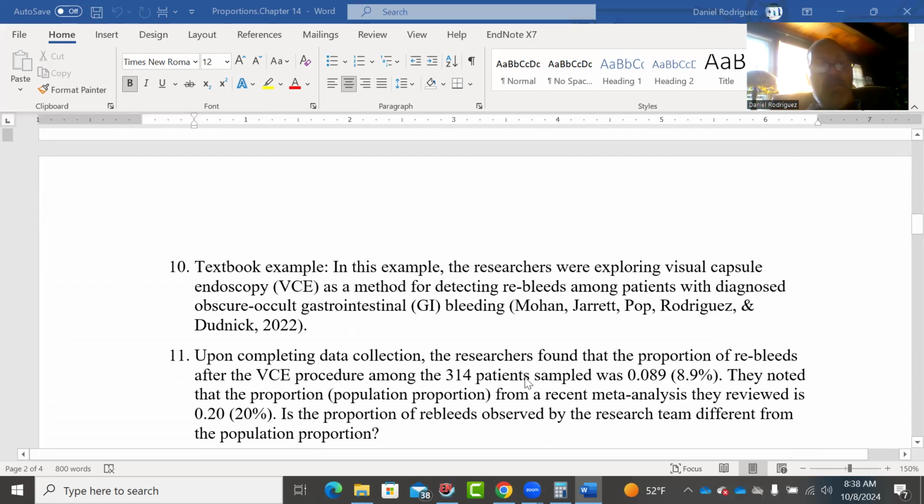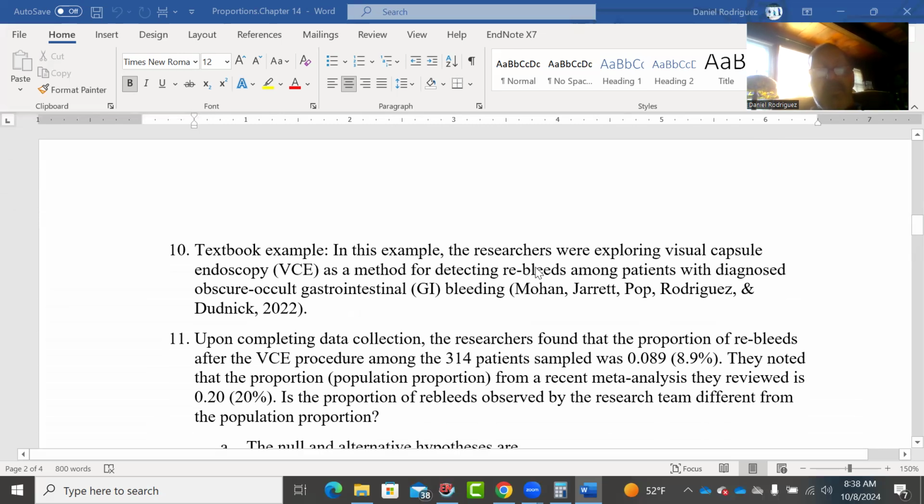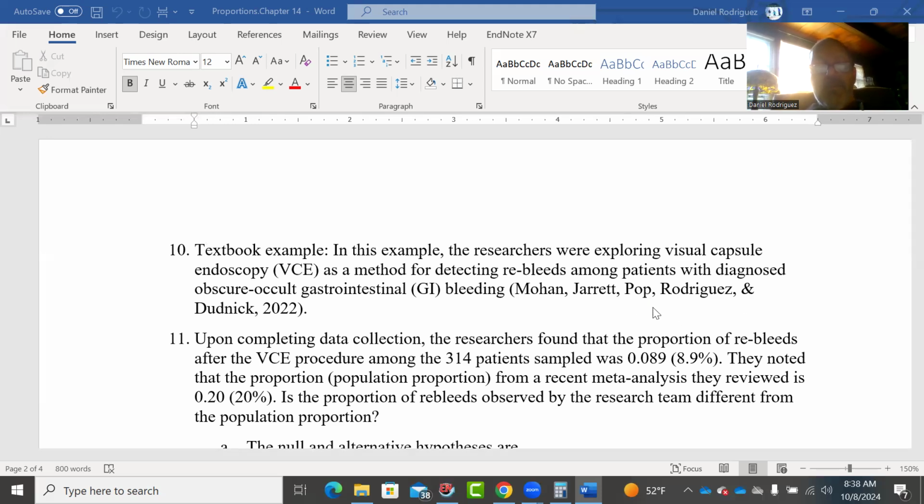Here's a textbook example. In this example, the researchers were exploring, this is from a study that I actually worked on with a couple of people, some gastrointestinal bleeding technology using a visual capsule endoscopy. It's like having a tiny submarine in a pill, where you swallow the pill and there are little people inside the submarine trying to detect bleeding. So they wanted to detect rebleeds among patients with diagnosed obscure occult gastrointestinal bleeding. That's a mouthful, right?